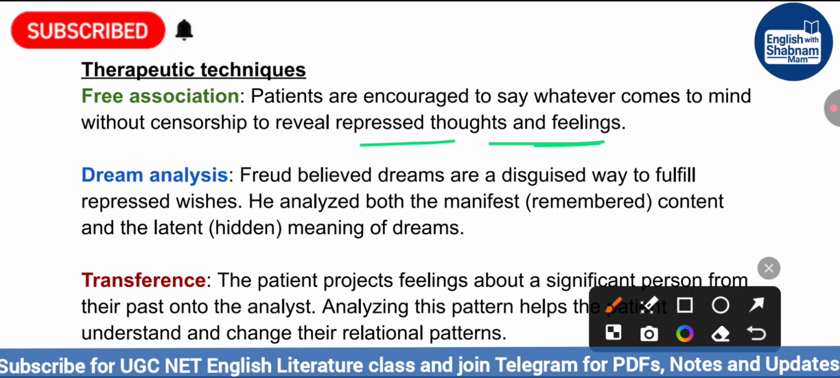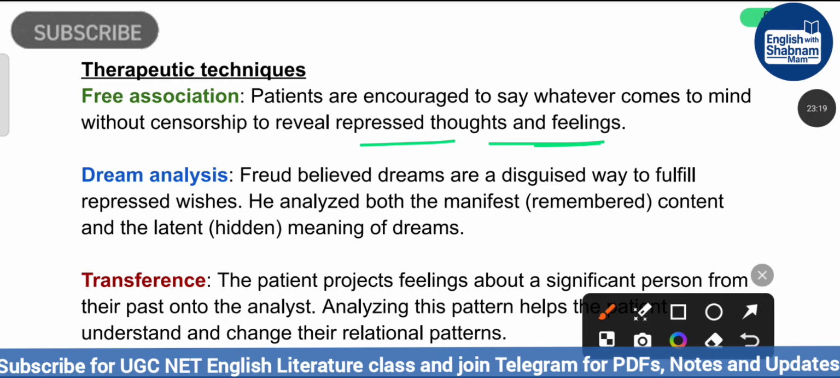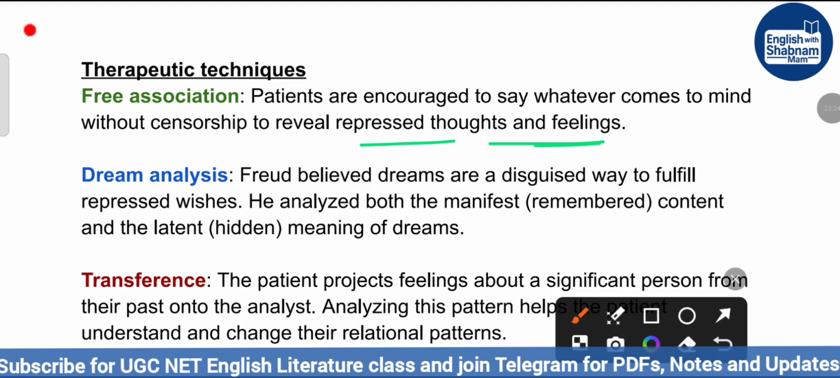Whatever you have in your mind, the repressed desire, whatever things you are not able to express in front of somebody else. You cannot even express this to your friend, not only somebody else, but to your bestie, your best friend. So in free association, you are allowed to talk freely about whatever you have in your mind that has been repressed.